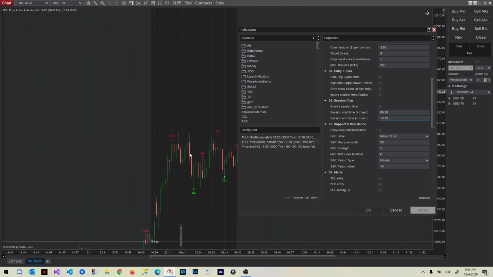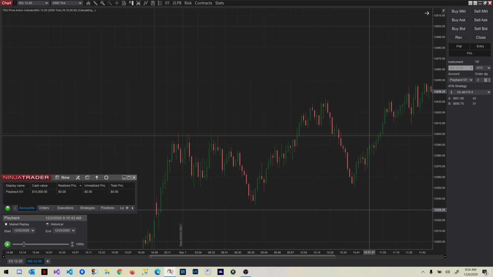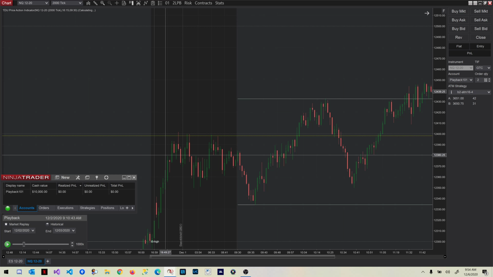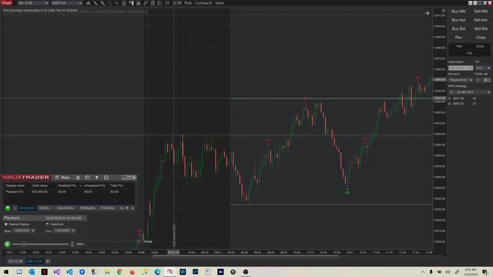So if you can see it on the chart here, the light gray is this session, and the dark is outside the session. So if I enable the session filter, these trades will be filtered out. So let's let it recalculate, and you can see it's still calculating. Wait a minute. Yeah, so it's done. You can see no entries here, and entries in the session are here.